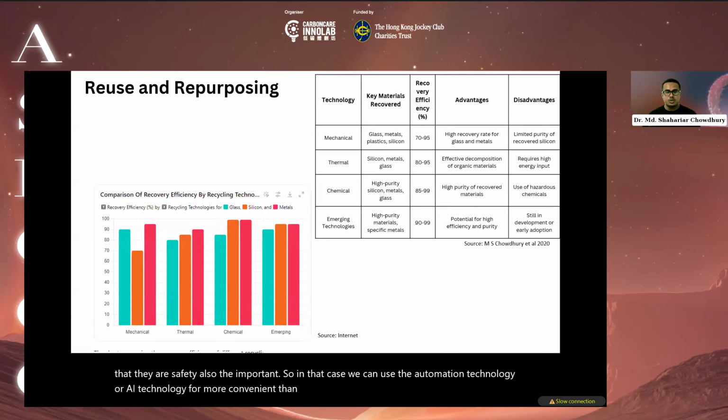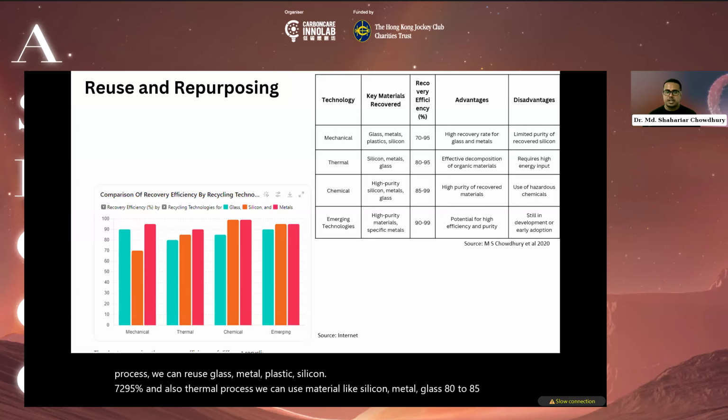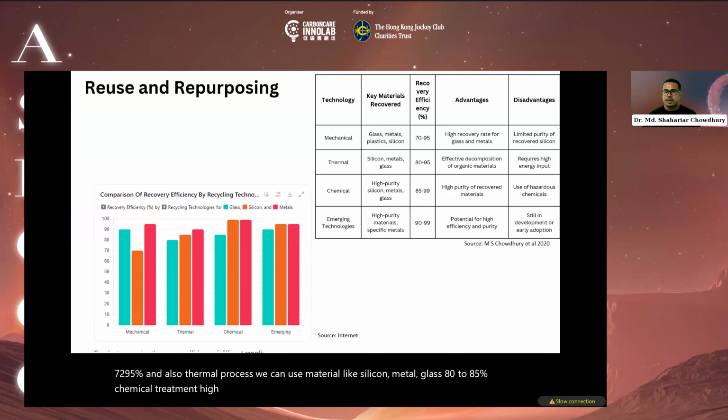With the mechanical process, we can reuse glass, metal, plastic, and silicon, 70 to 95%. With the thermal process, we can recover materials like silicon, metal, and glass, 80 to 85%. Chemical treatment gives high purity, so 85 to 99% of the material we can reuse. Here we can see the existing technology and the maturity of the technology.